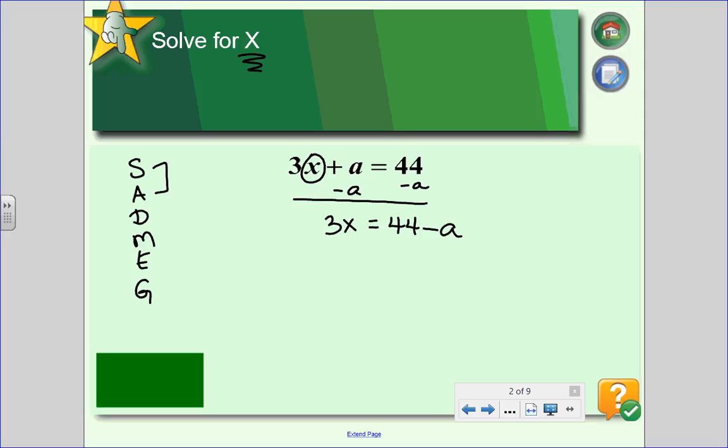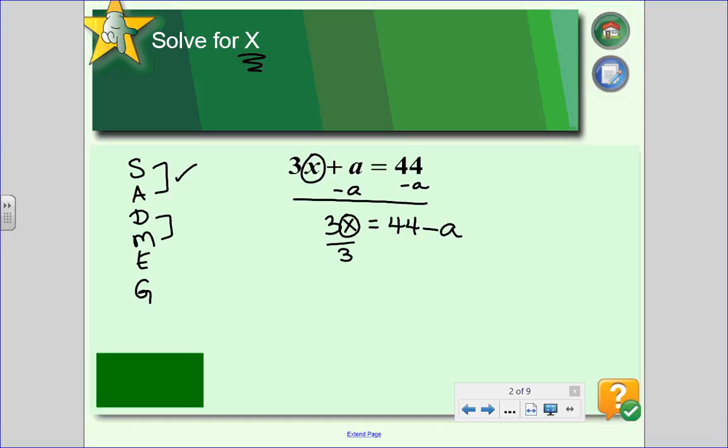All right, so if I continue to look for that x I want to isolate, there is no more addition or subtraction to undo around it, so we're good. We can move on to look for any division or multiplication. And so x is being multiplied by 3, so to undo that operation, I will divide both sides by 3.